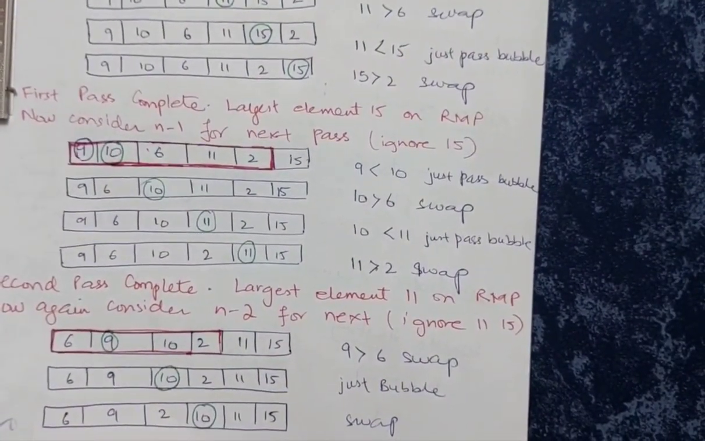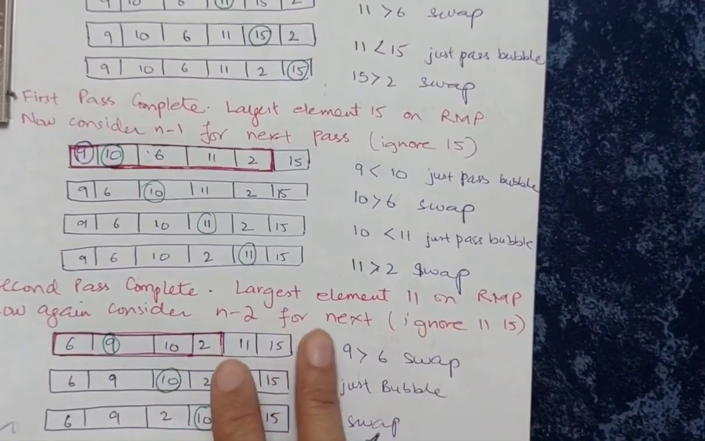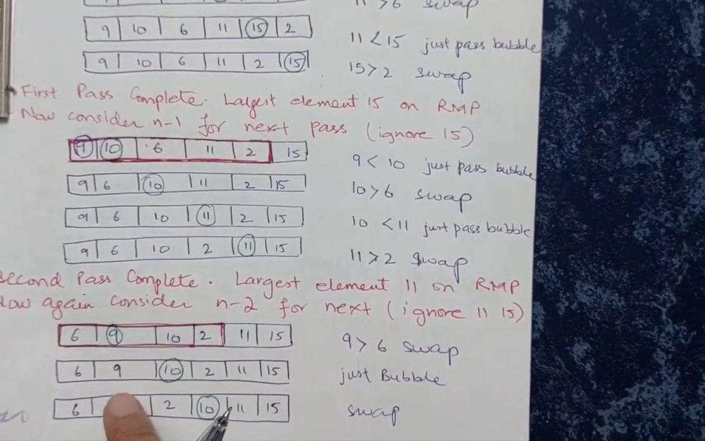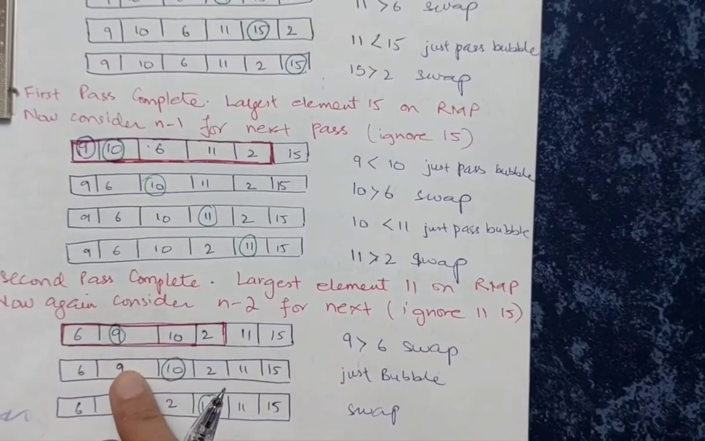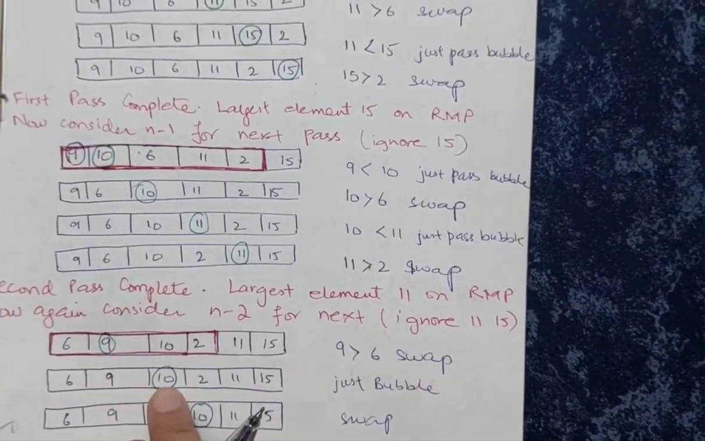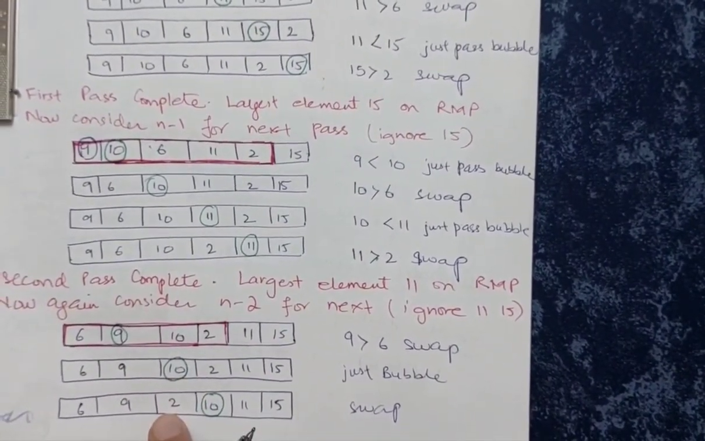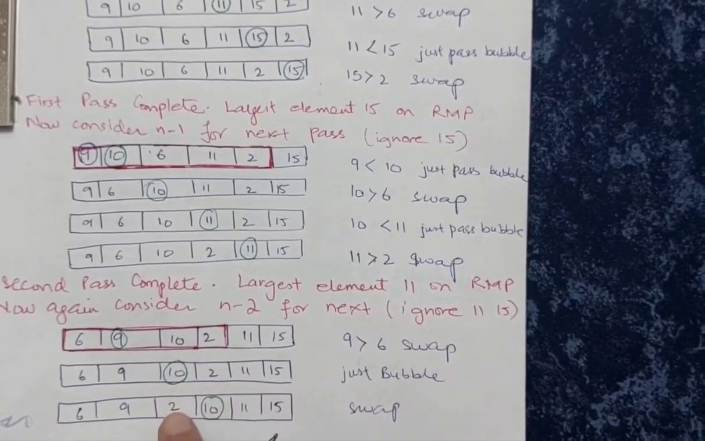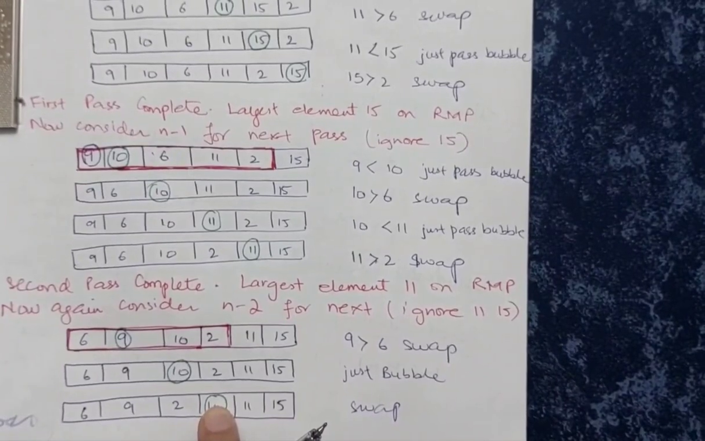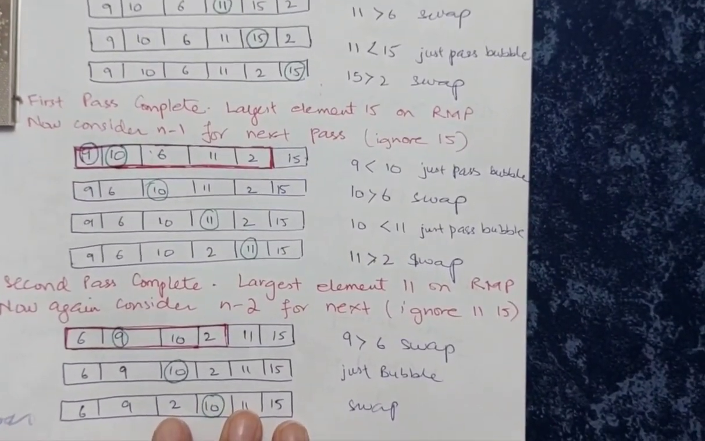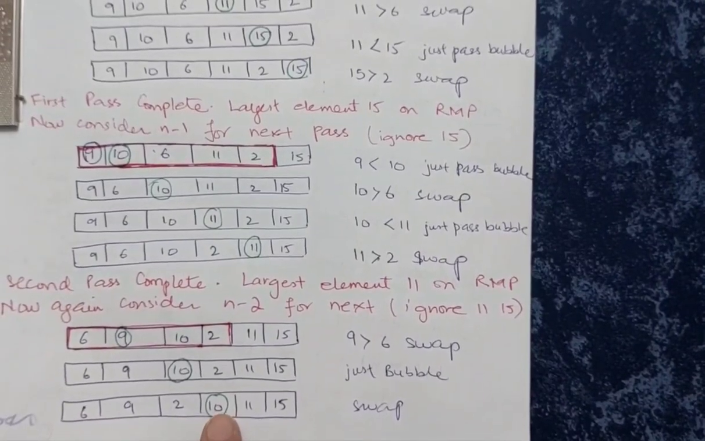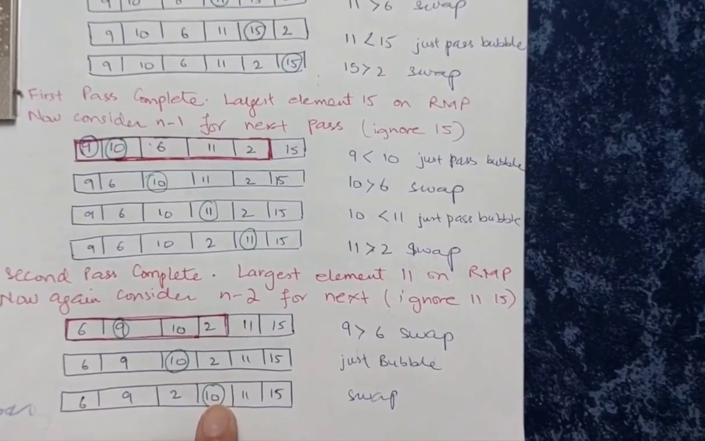So I'm going to swap the positions. Similarly, in the next iteration, I'm going to compare 9 with 10. 9 is smaller than 10, so simply the bubble will pass. And in the next iteration, 10 and 2 are compared and 10 is larger than 2, so 10 will be swapped with the position of 2. This iteration is also complete because we can see that the third largest element has also reached its rightmost position.